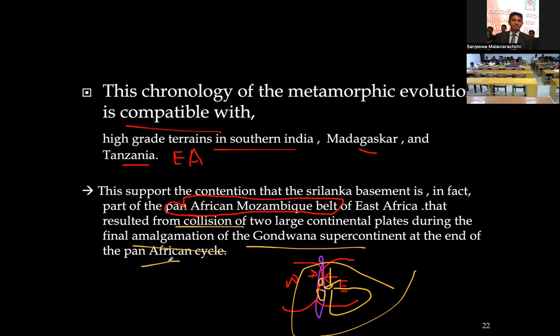the Pan-African time. Actually, the Pan-African time means around 550 million years ago. So this is just a name given for that age because this age determination was first discovered from the African continent, African countries. So our metamorphic evolution is consistent with this Pan-African metamorphic belt formation.